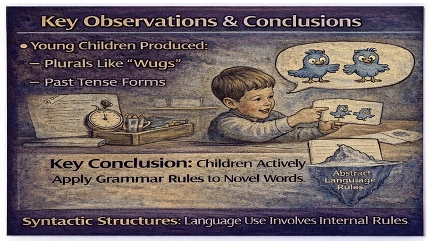and comparative structures. Key conclusion: children are not merely copying language, they are actively applying grammatical rules to novel words. The experiment demonstrated that children develop an abstract understanding of syntactic and morphological rules, confirming that language acquisition involves internal rule systems, not just memorization.